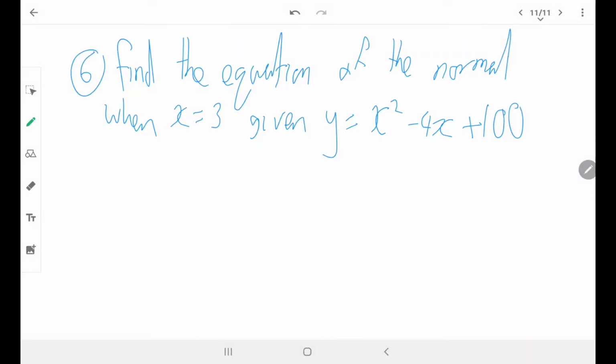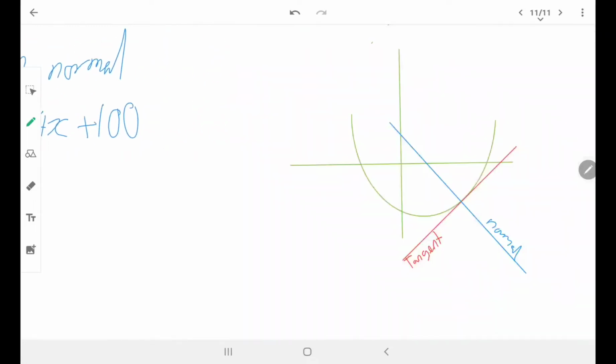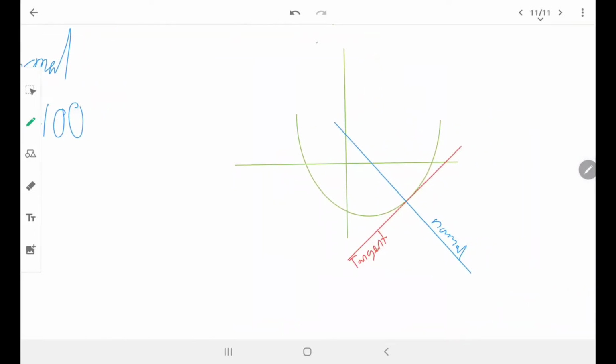Okay, final question, question 6. Find the equation of the normal when x equals 3 given y equals x squared minus 4x plus 100. So if you're not sure what a normal is, there will be other videos. But you've got your graph, which could be like y equals f of x. And we did look earlier at the tangent, which is the gradient of the line. Now the normal is at right angles to the tangent, or right angles to the line. And the gradient of the normal is the negative reciprocal of the gradient of the tangent.